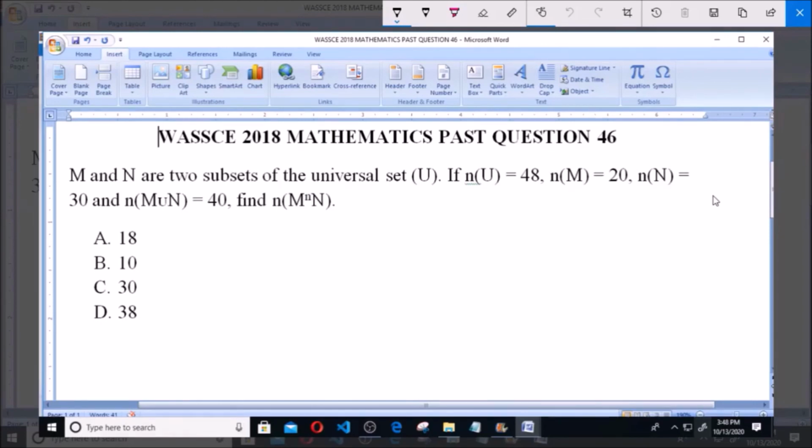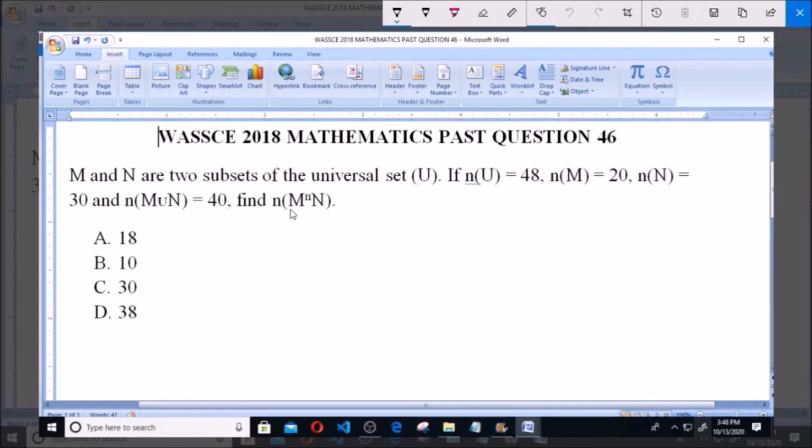M and N are two subsets of universal set U. If U, that's the number of quantities or variables in set U, which is the universal set, is 48, and that of M, which is a subset of the universal set, is 20, and N is 30. Now, M union N is given as 40. We are now asked to find M intersects N.